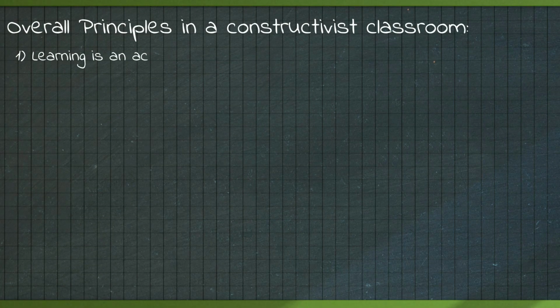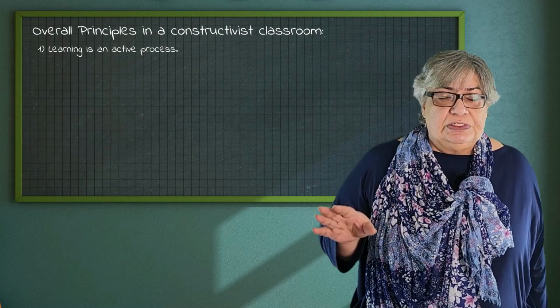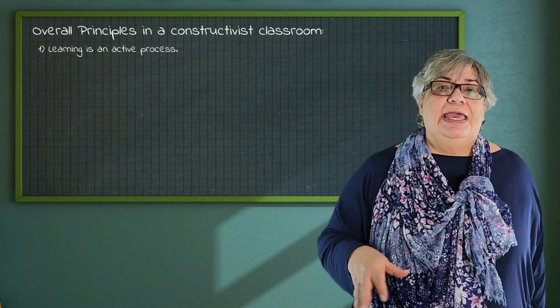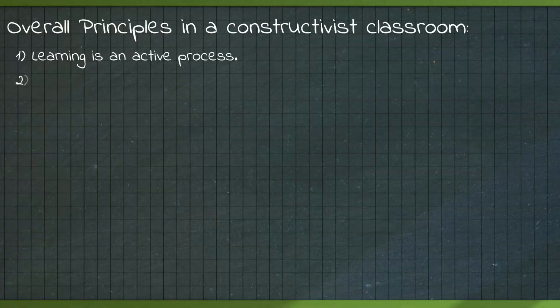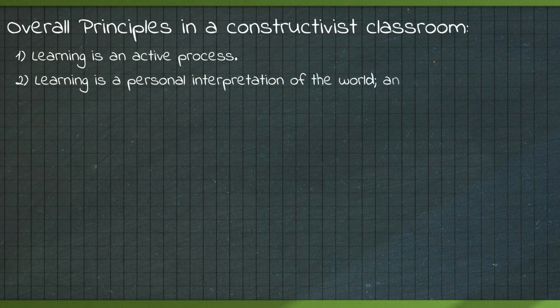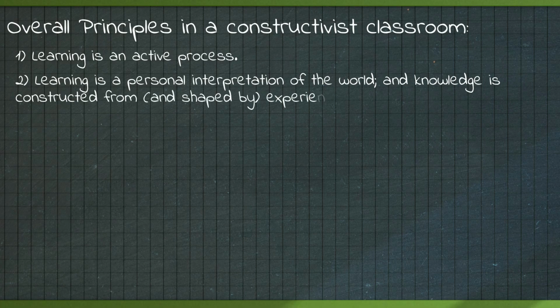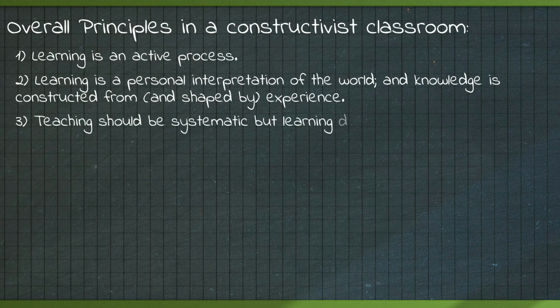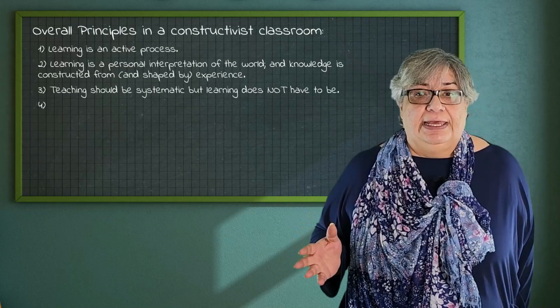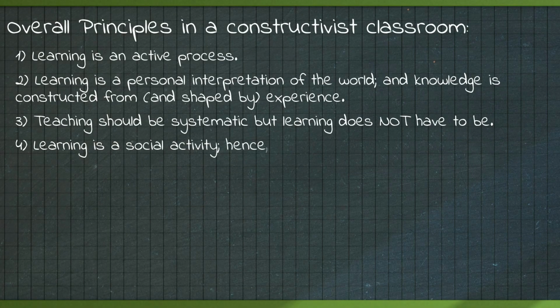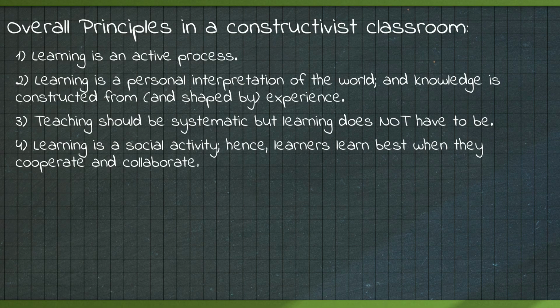1. Learning is an active process. Students cannot sit passively and learn. They need to be actively involved in the process. 2. Learning is a personal interpretation of the world, and knowledge is constructed from and shaped by experience. 3. Teaching should be systematic, but learning doesn't have to be. 4. Learning is a social activity. Hence, learners learn best when they cooperate and collaborate, when they work together.